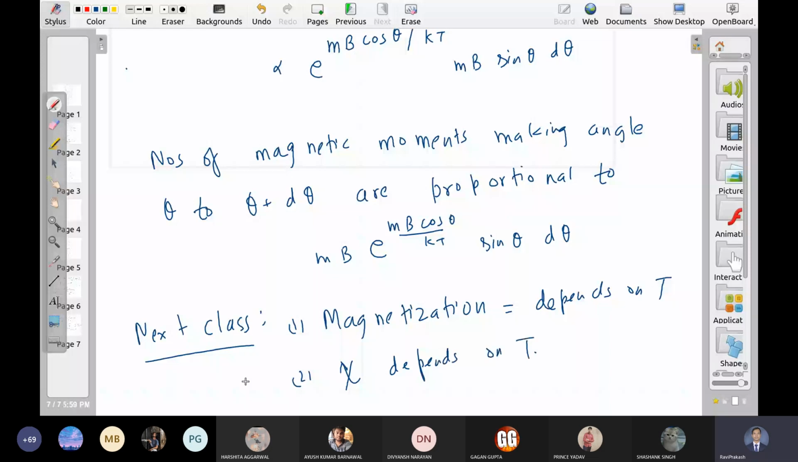Any doubt here? यहाँ पे कुछ पूछना है आपको? Anything from Maxwell-Boltzmann's distribution? Although it is a topic of first semester.